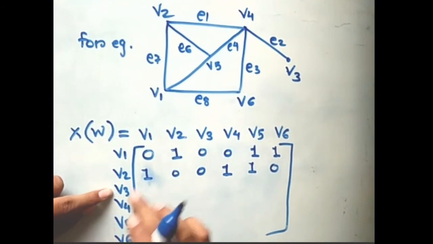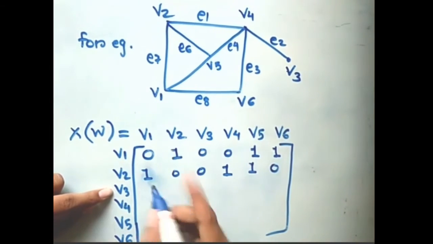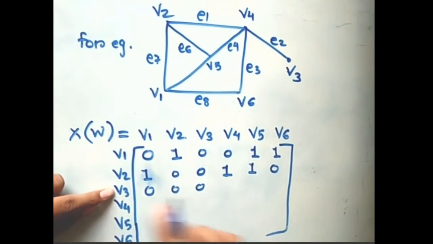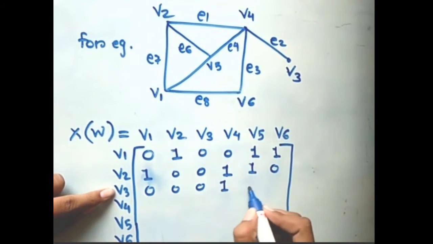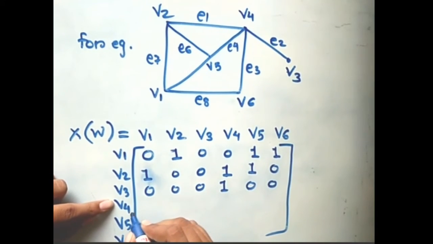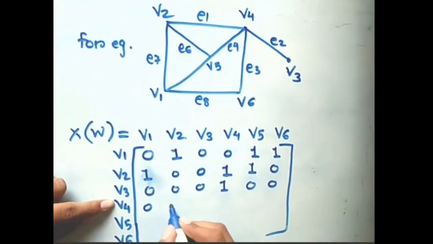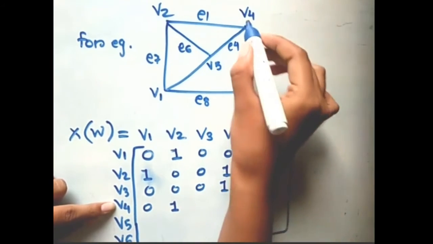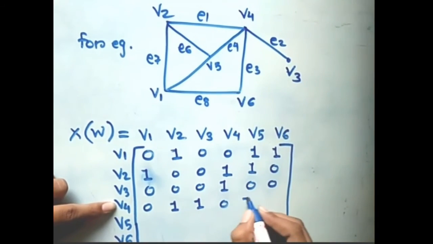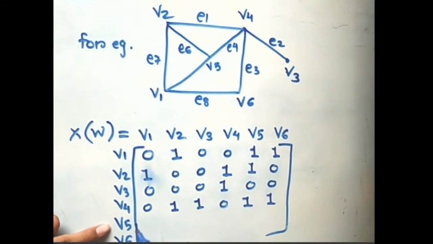Now for vertex v3: v3 v1 0, v3 v2 0, v3 v3 0, v3 v4 has one edge, therefore 1. v3 v5 no edge, therefore 0. v3 v6 no edge, therefore 0. v4 v1 no edge, 0. v4 v2 has one edge, therefore 1. v4 v3 has one edge, 1. v4 v4 0. v4 v5 1. v4 v6 1.